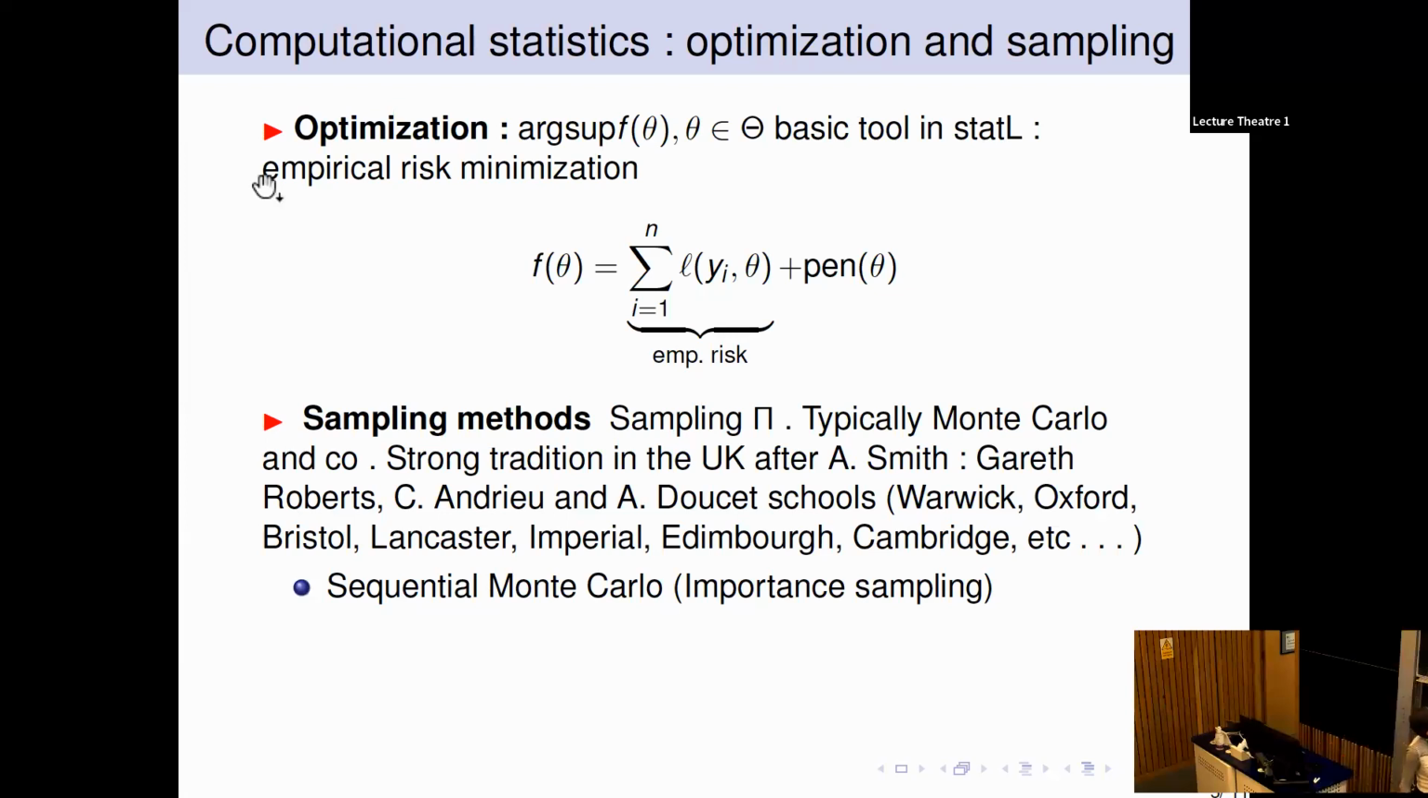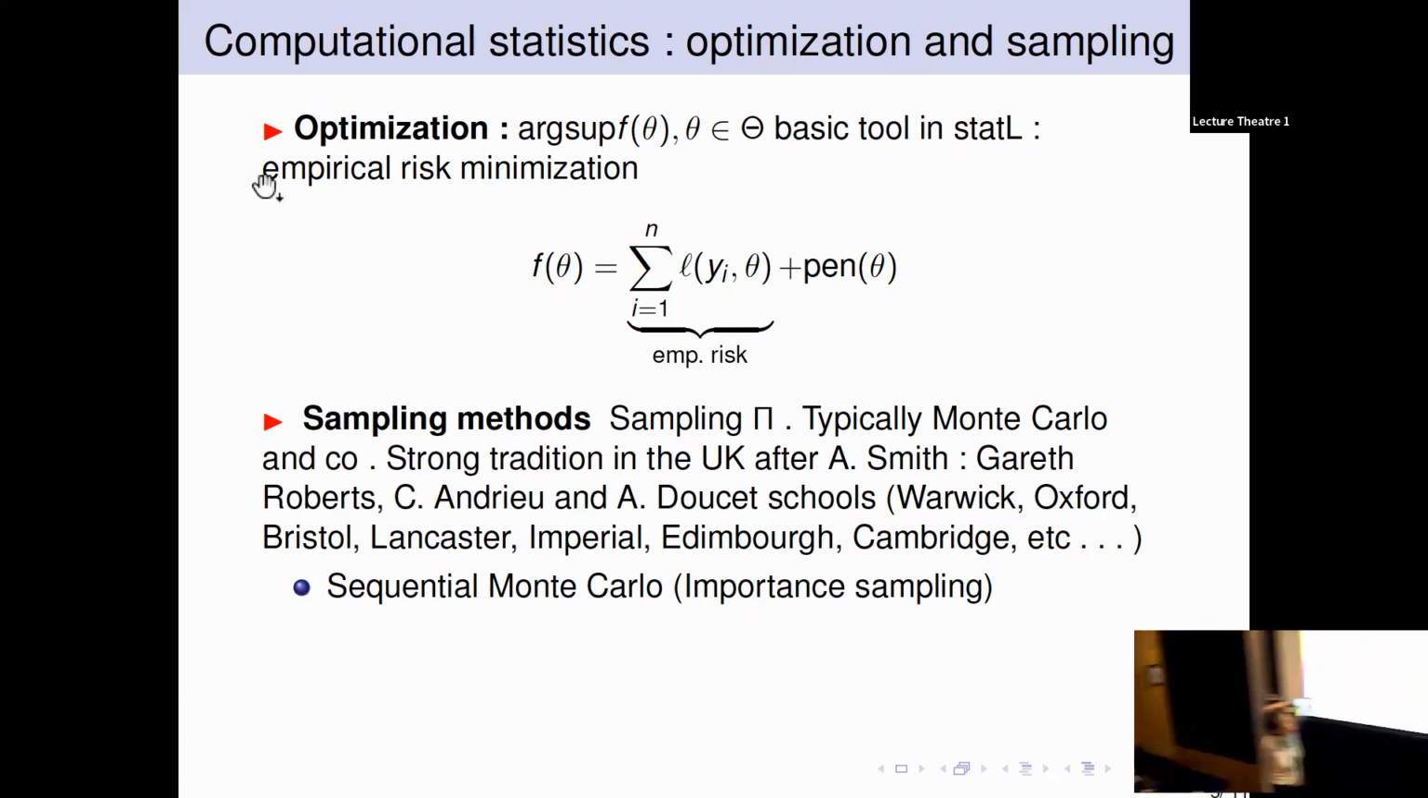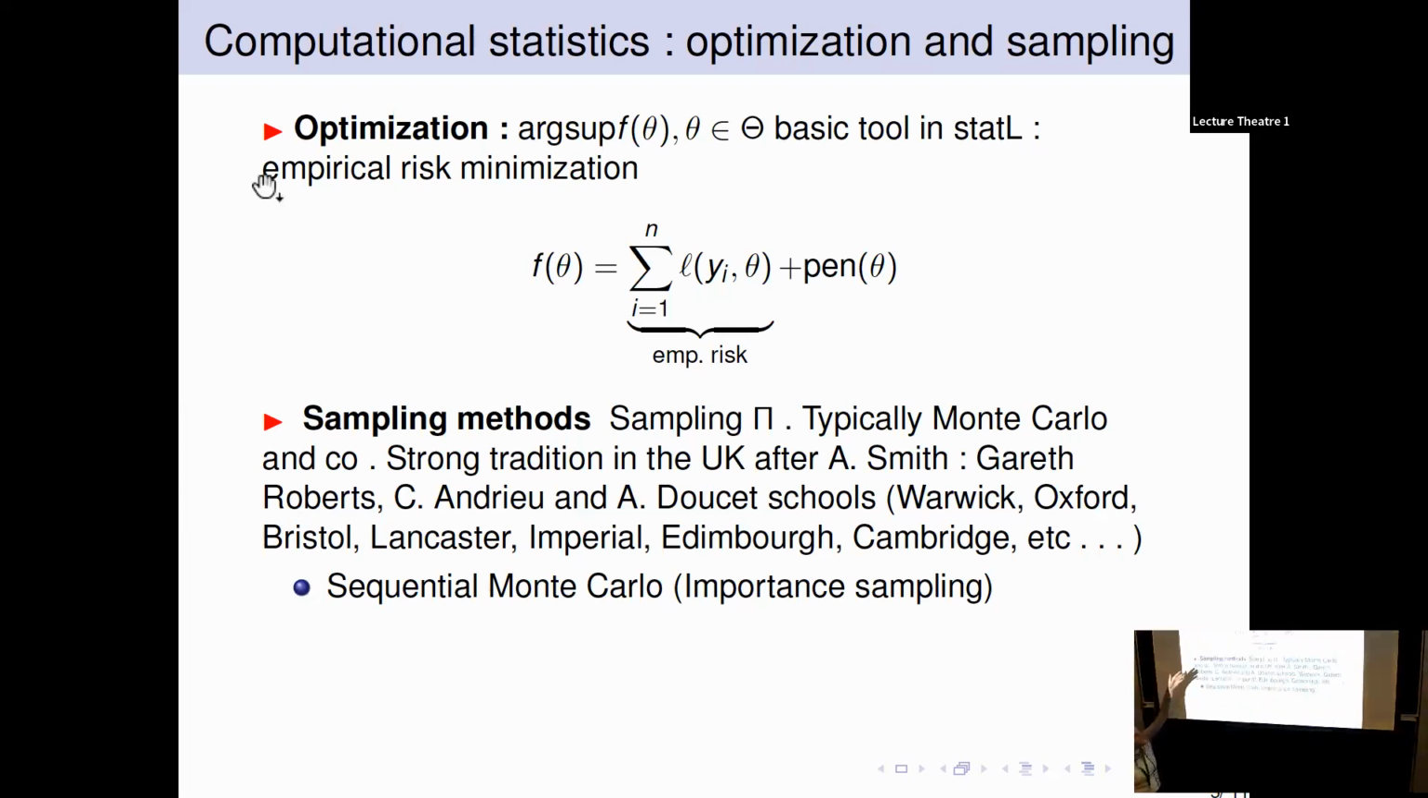So optimization, what does it mean? It means that you have this function f, and you want to find theta that minimizes or optimizes the function f, or maximizes the function f over some space, capital theta. So why is it important in machine learning and statistics? Because typically what you're interested in is trying to minimize some risk. Okay, so you don't have access to the risk, which is an expectation with respect to the generating data of some loss. What you have access to is the empirical risk.